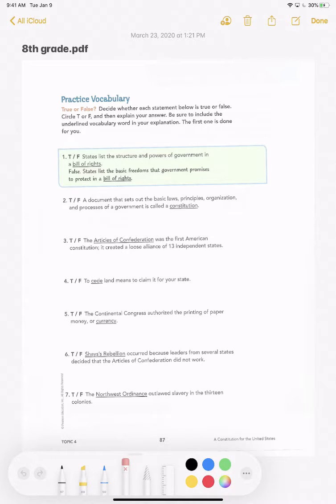Number two says true or false: a document that sets out the basic laws, principles, organization, and processes of a government is called a constitution. And if you chose true, you are correct. So we can put true here.